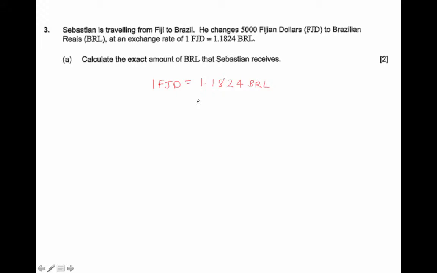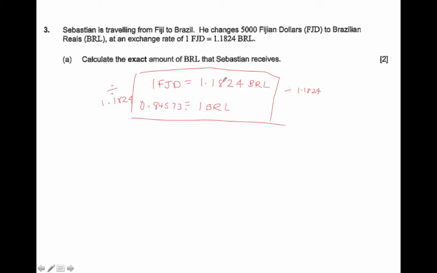So I would make a note that 1 Brazilian real, so I've divided this number by itself to get 1, so I need to do 1 divided by 1.1824, so 1 Brazilian real is equal to 0.845737, etc. So now we can go in both directions. We can go from Fijian dollar to real by timesing by 1.1824, and we can go from real to dollar by timesing by 0.845. Okay?